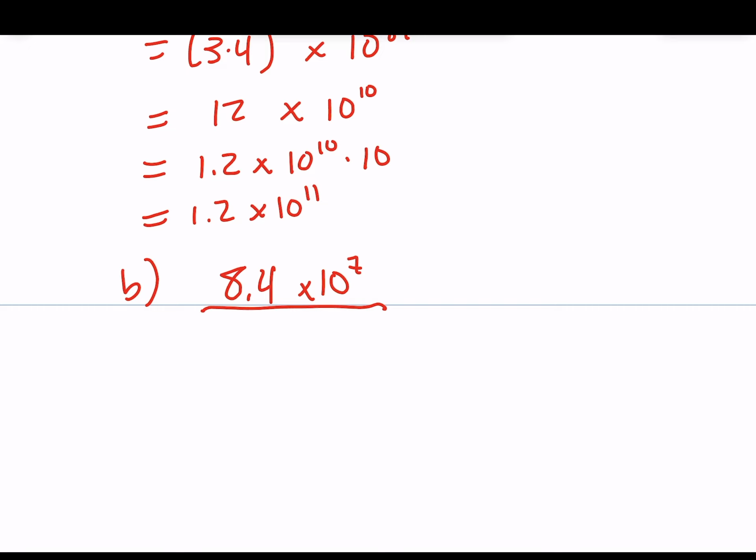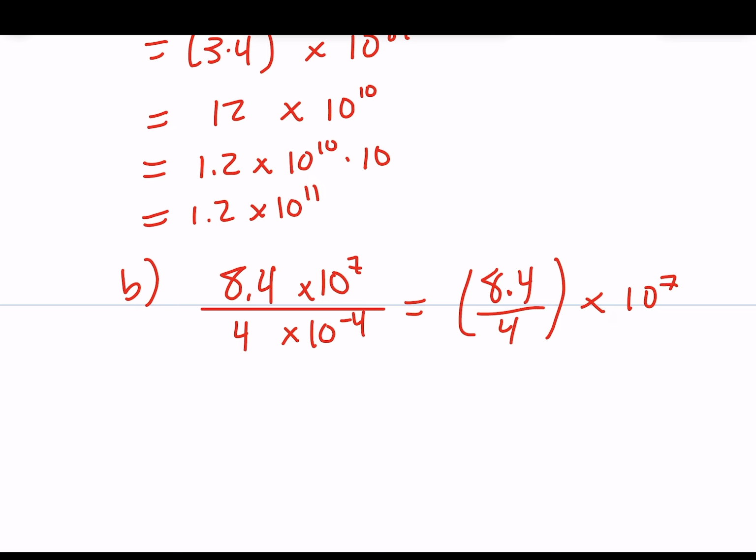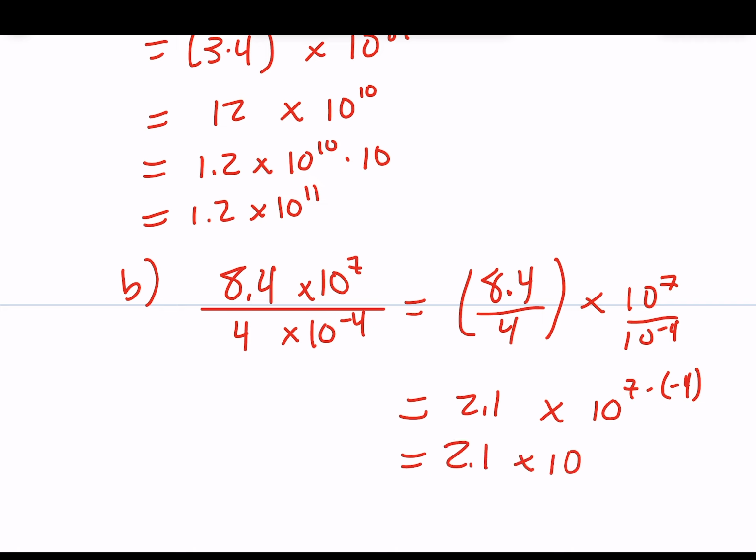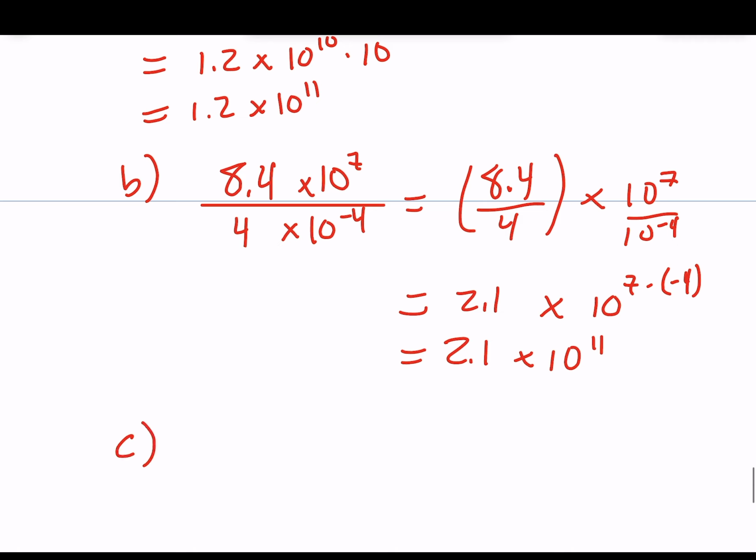8.4 times 10 to the 7th divided by 4 times 10 to the negative 4. Well, that's equal to 8.4 divided by 4 times 10 to the 7th divided by 10 to the negative 4th. Well, 8.4 divided by 4 is 2.1 times 10 to the 7 minus a negative 4. And 7 minus a negative 4 is the same as 7 plus 4. And 7 plus 4 is 11. So our final answer there is 2.1 times 10 to the 11th. Let's try one more.